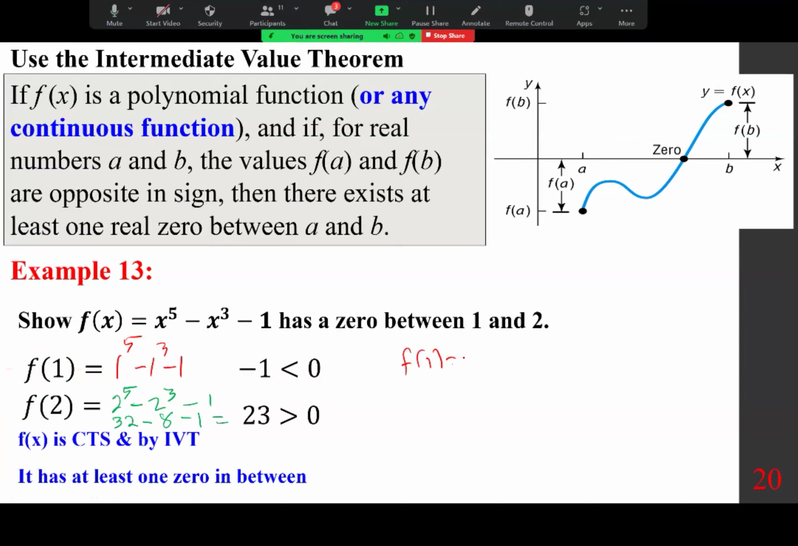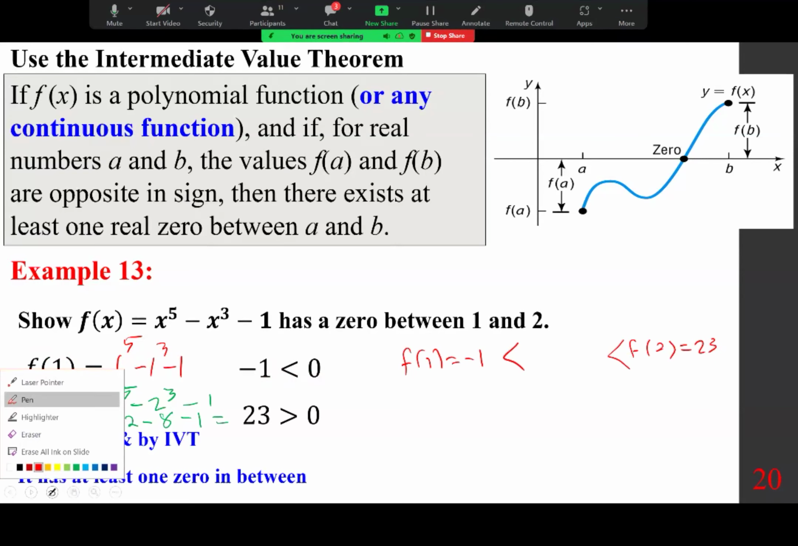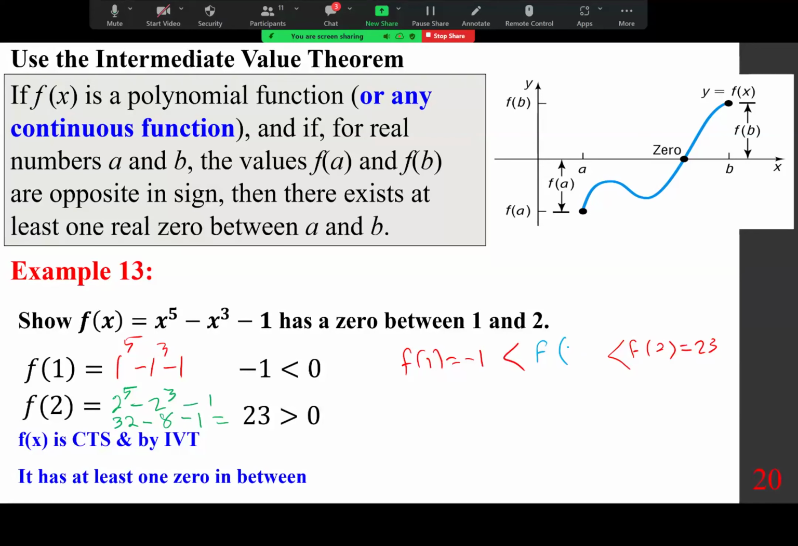F of 1 equals negative 1, which is less than f of 2, which equals 23. There must be something in between, some point x where f must be 0. Maybe I should use f of c, because 0 is between the two. According to the IVT, f of x is continuous, and by the IVT it has at least one 0 in between.